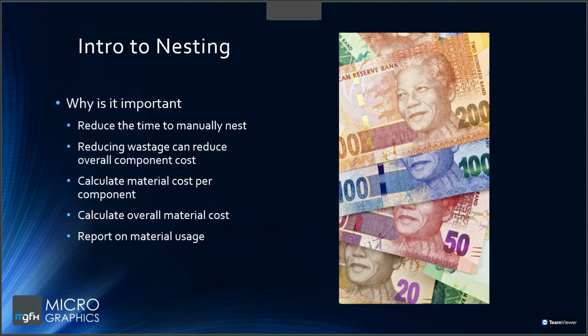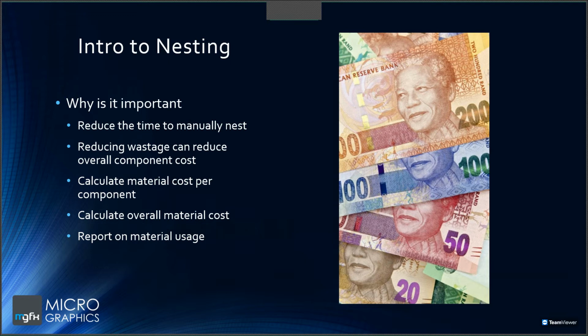So why is it important? As we said in the previous slide, nesting automatically inside of a program like Fusion or any more advanced nesting programs reduces the time to manually nest. You don't have to have an operator sitting manually trying to play Tetris with all the pieces and position them onto a sheet and use the most of the sheet.